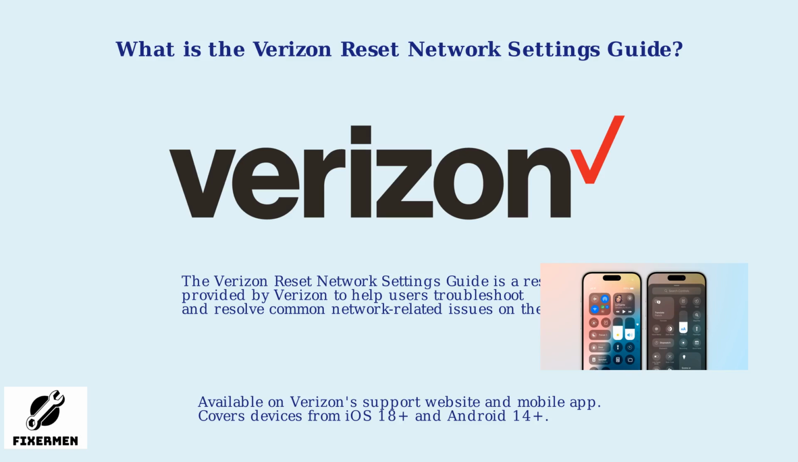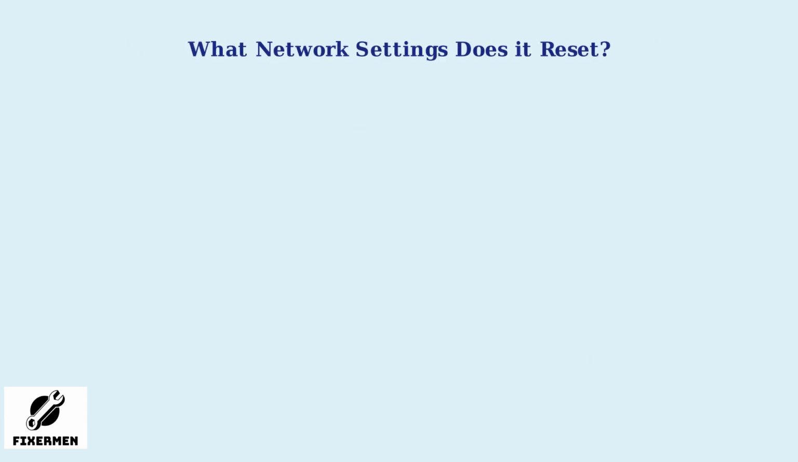The guide is available on Verizon's support website and mobile app and covers devices from iOS 18 Plus and Android 14 Plus. The Verizon Reset Network Settings Guide targets specific network components that can be causing connectivity issues. Let's break down exactly what gets reset.